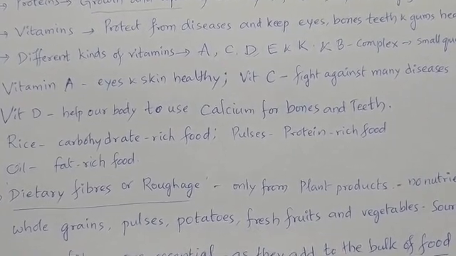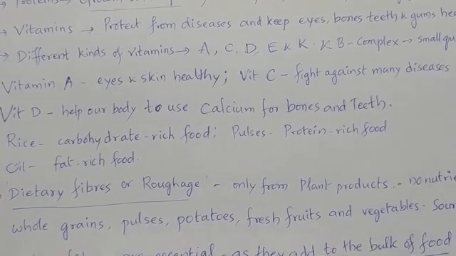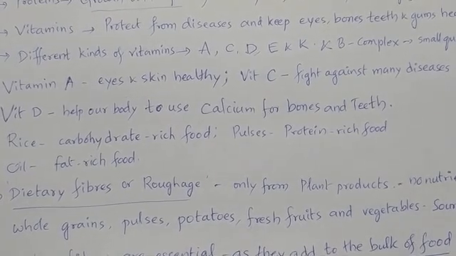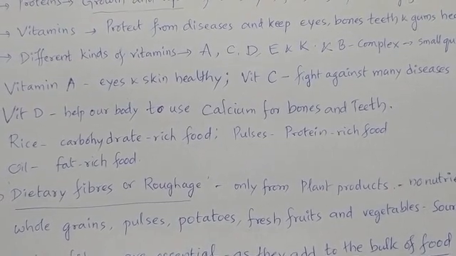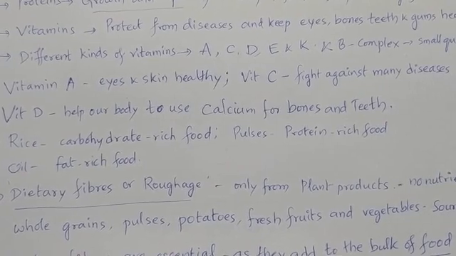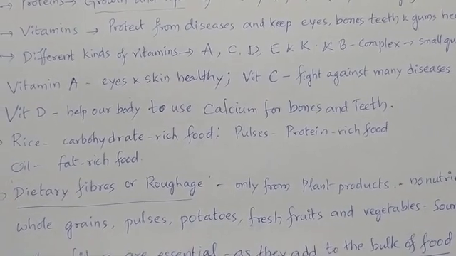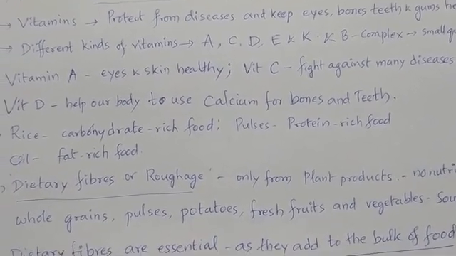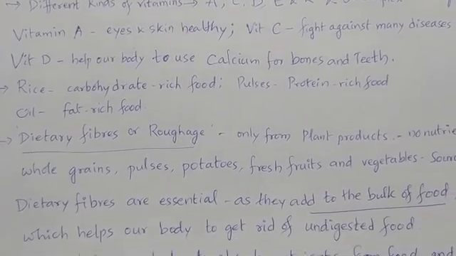Pulses like green gram, soya, Bengal gram, green peas, all these contain proteins in large quantity, as the major nutrient in them. So what are they called? They are called protein rich food. And oil contains fat in large quantity. So oil is fat rich food.